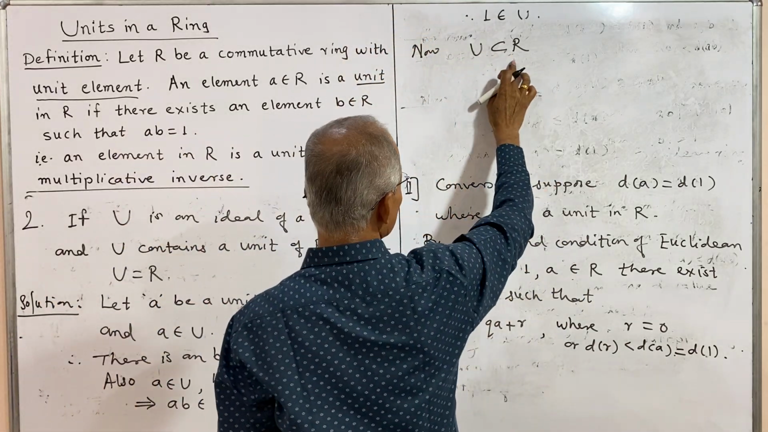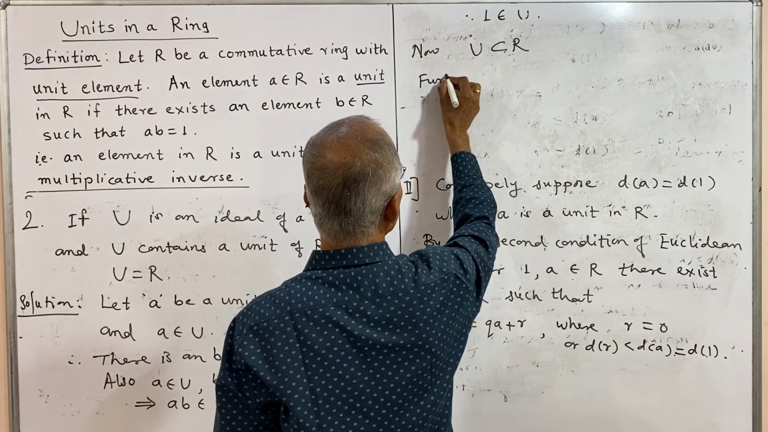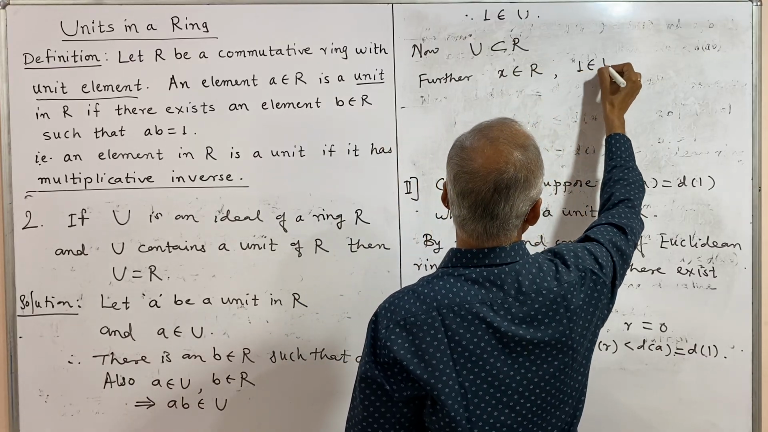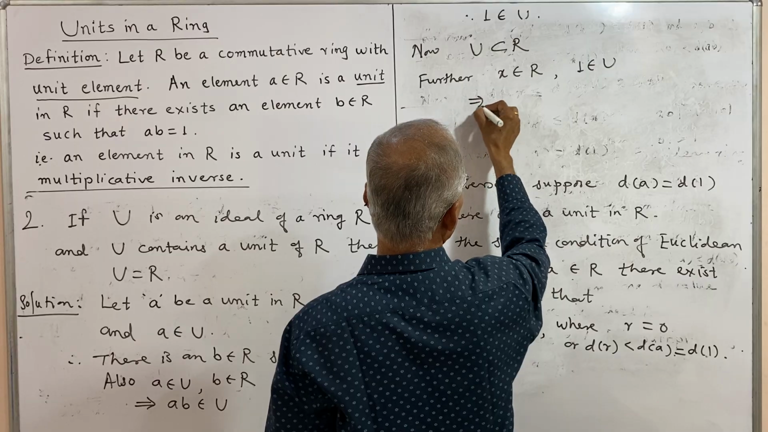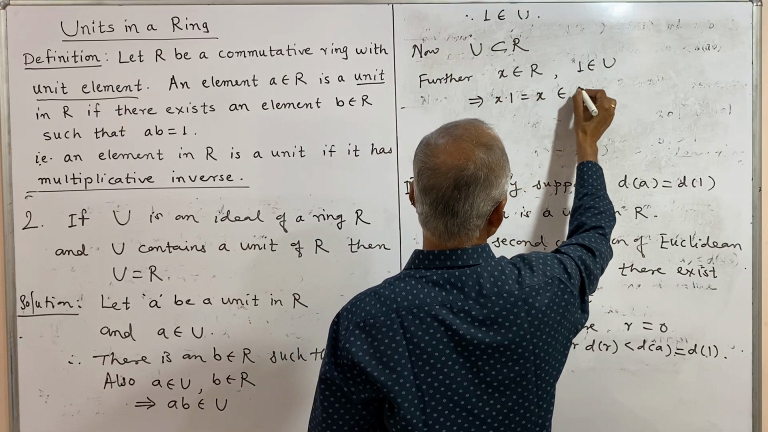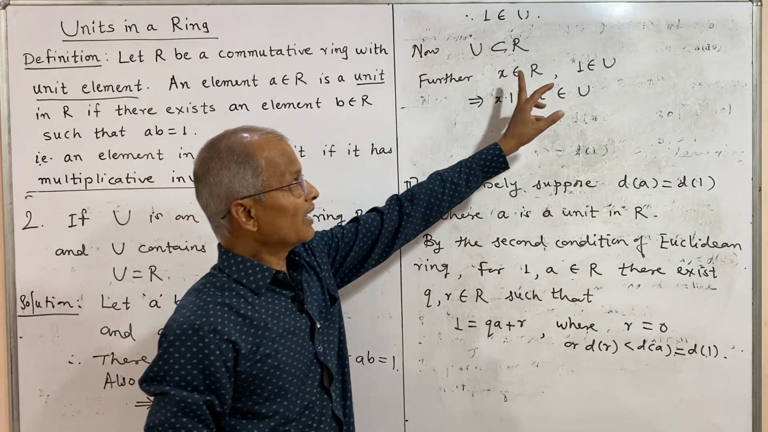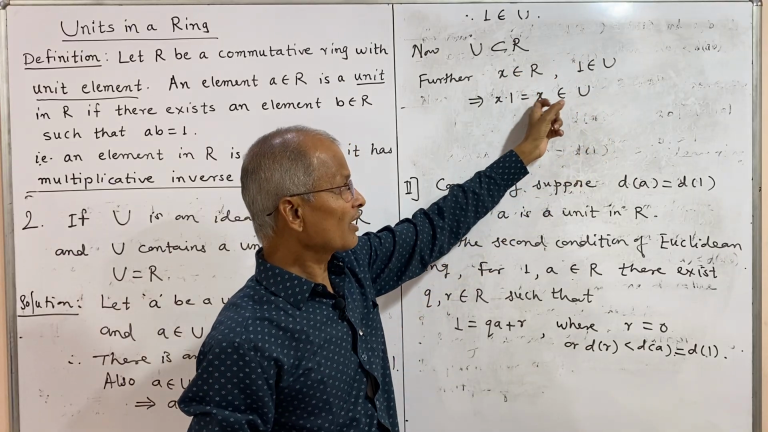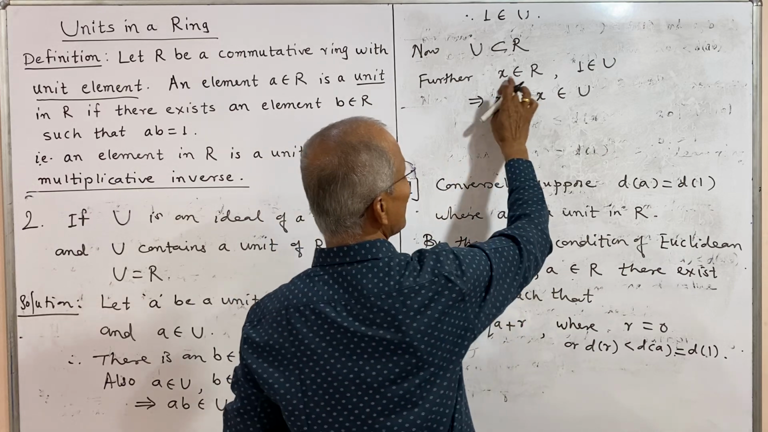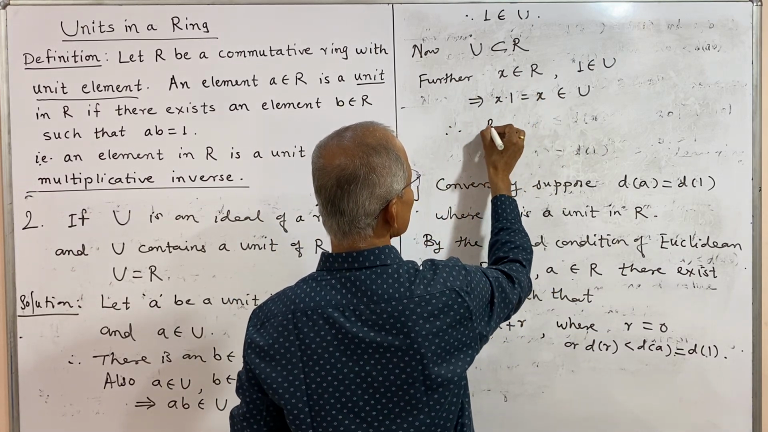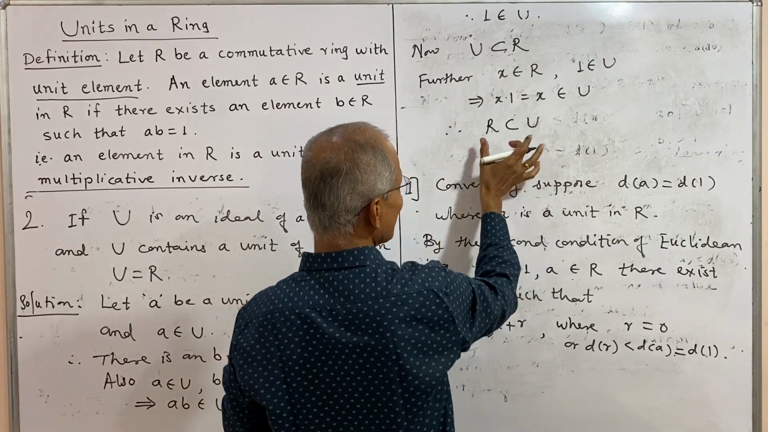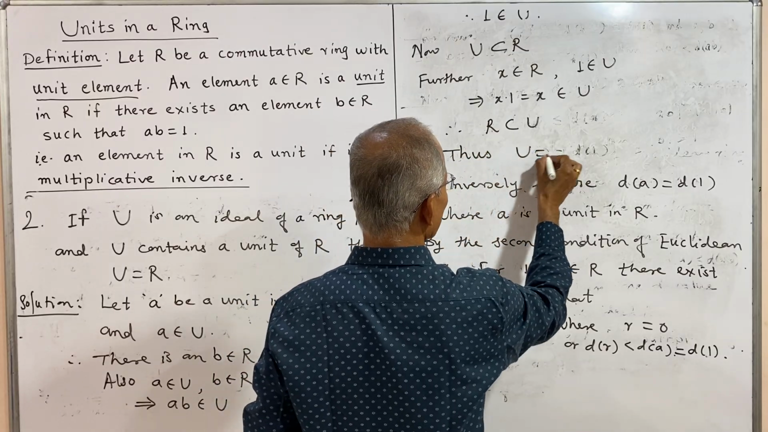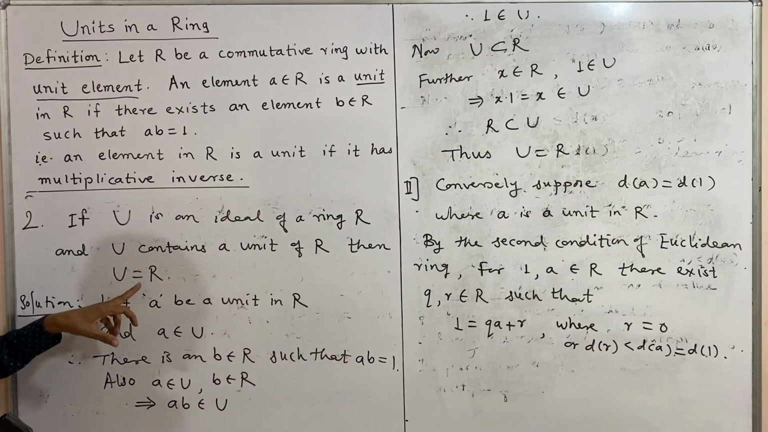Because U is a subset of R, and further if x belongs to R and 1 belongs to U, then their product x into 1, which is x, belongs to U. By definition of ideal, if x is any element in R and any element in U, their product is also in U. So x belongs to R implies x belongs to U, which means R is a subset of U, and U is a subset of R, so R is equal to U. Therefore this is proved.